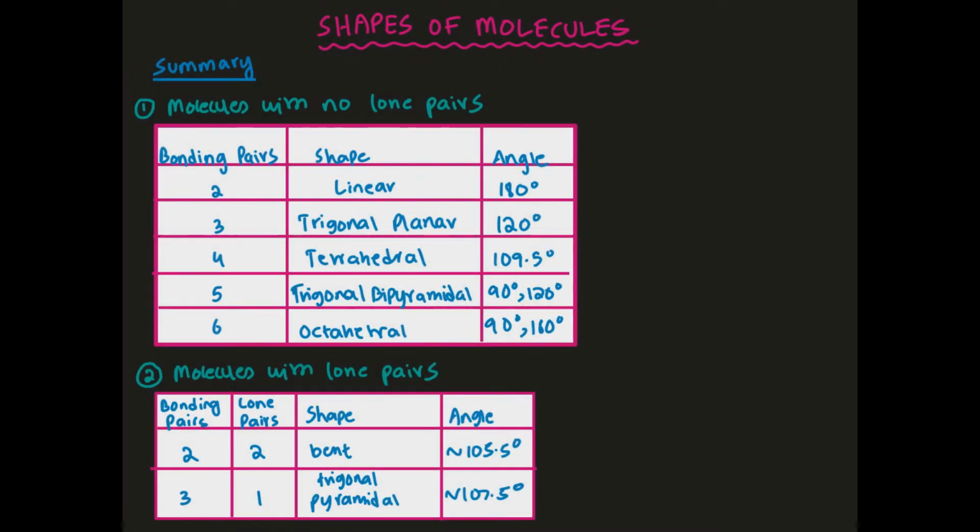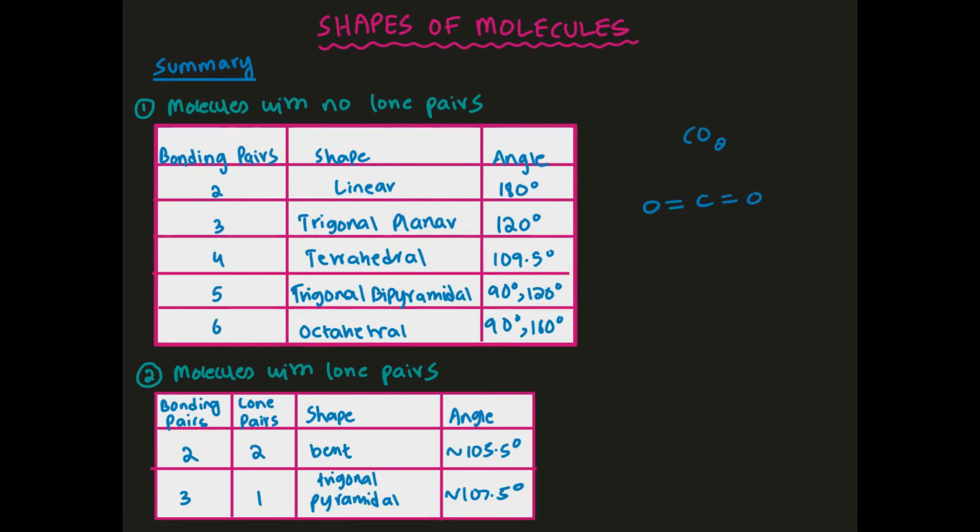Hi guys, today we're going to be going over shapes of molecules. First I'm going to give you a basic summary of what we're going to be covering today. This topic is divided into two parts. The first one is molecules with no lone pairs, and the next one is molecules with lone pairs. An example of a molecule with no lone pair is carbon dioxide.